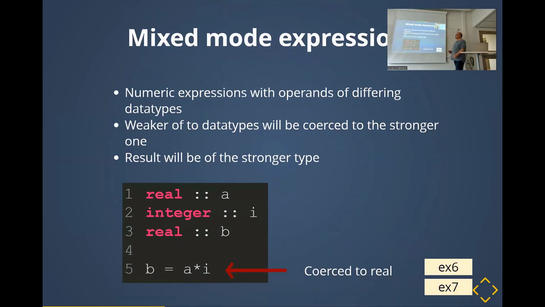Also, if you have different data types in a single expression, so if b here is a real variable, if you multiply a times b, I will be converted automatically to a real. So it will convert to the stronger type. Integer is considered weaker than real, so I will be converted to real as the stronger type, and the result will also be the stronger type.